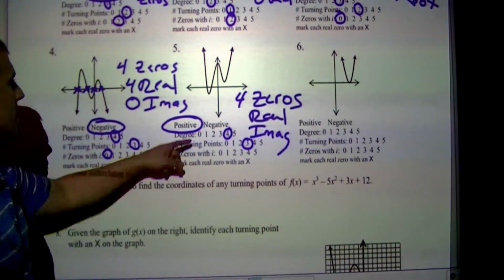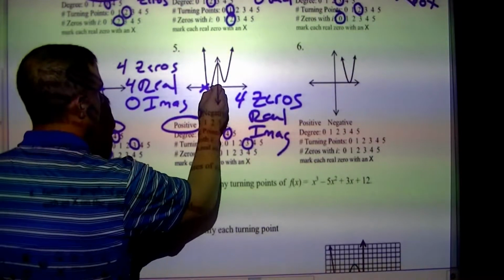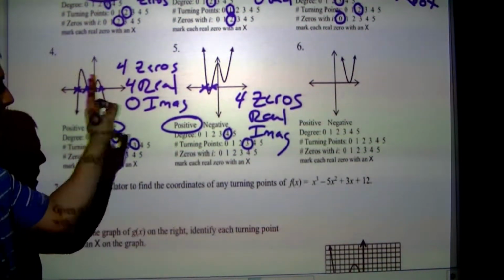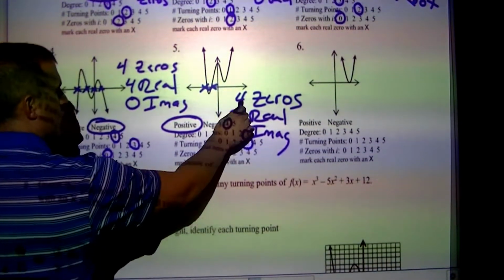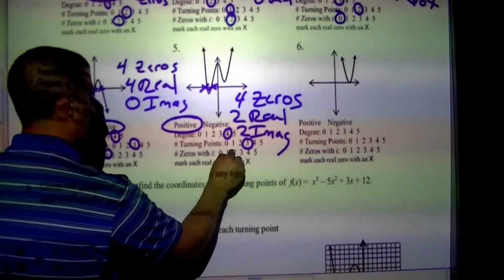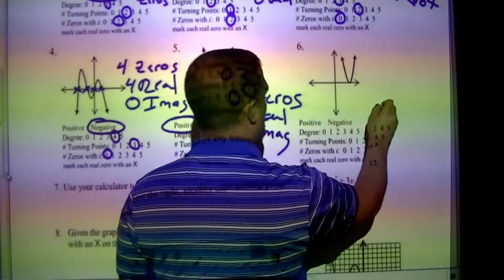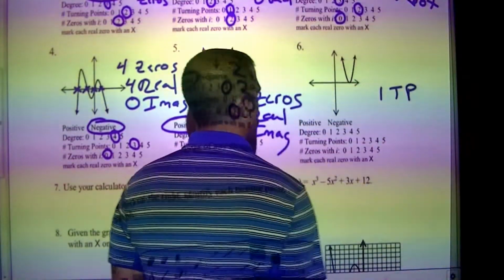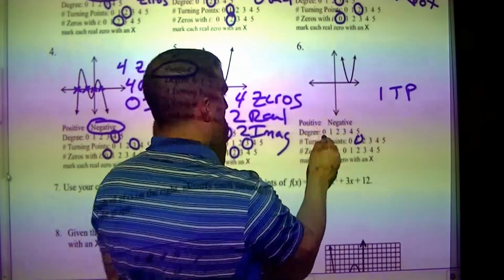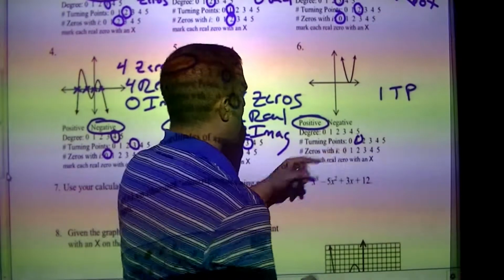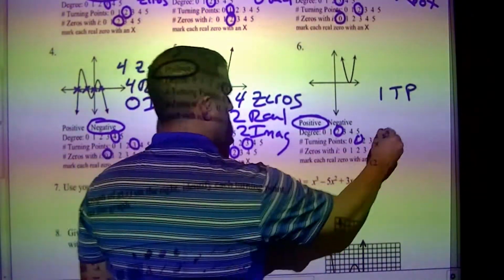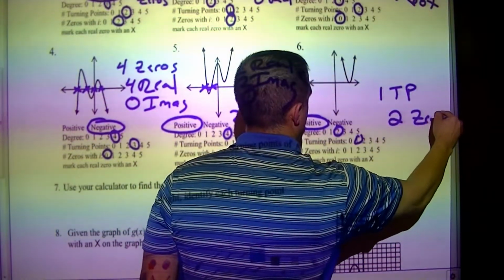Okay? Alright, it crosses once, twice. So I got 2 real. That means I got a total up there, so that's 2 imaginary. This one, I have one turn point. Both those are going up, so it's going to be positive. If I got one turn point, I have 2 degrees. So I got 2 zeros are possible.